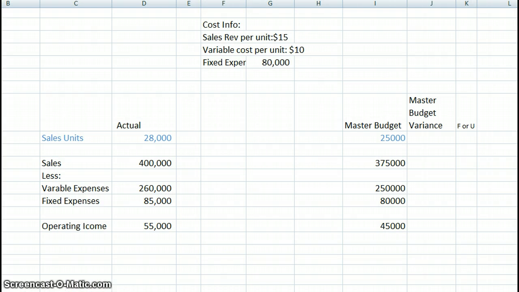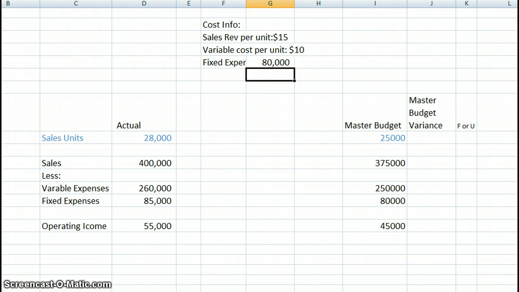Let's take a look at another example. They've given us the cost information up here. They've told us that the sales revenue per unit is $15 per unit, variable cost per unit is $10 per unit, and the fixed expenses are $80,000. They've also given you the master budget, the budgeted amounts, and the actual amounts right here.